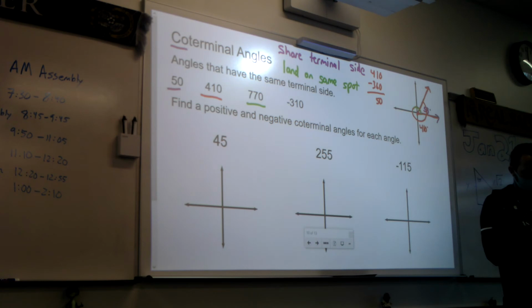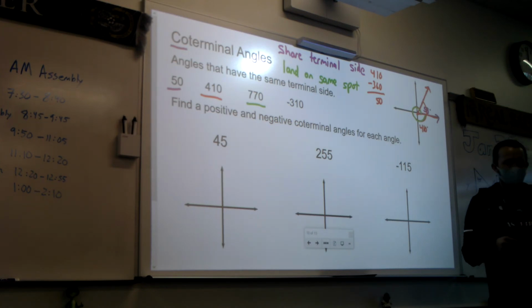Is that more than two rotations? What is two rotations? If 360 is one, what's two? 720. I knew that, but I forgot. 360 and 360 is 720.